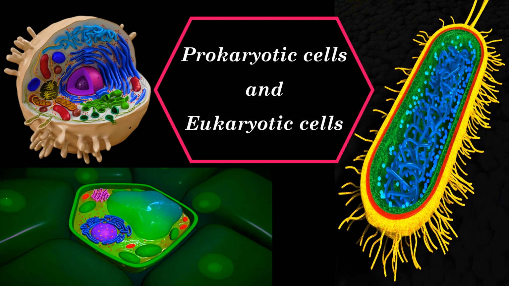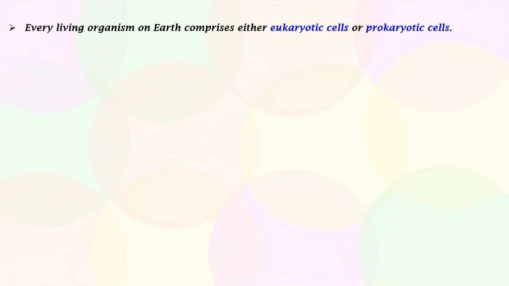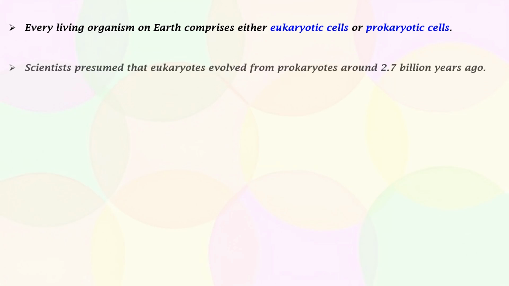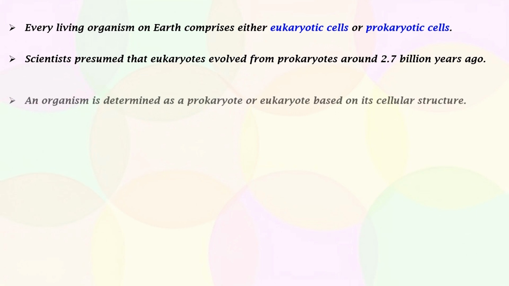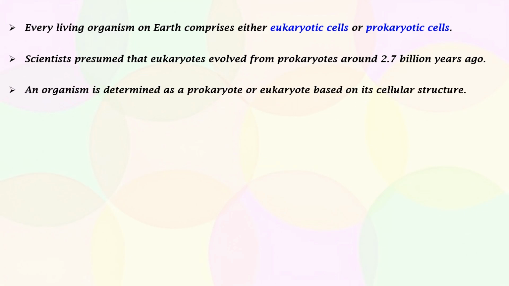Prokaryotic cells and eukaryotic cells. To begin with, every living organism on Earth comprises either eukaryotic cells or prokaryotic cells. Scientists presume that eukaryotes evolved from prokaryotes around 2.7 billion years ago. An organism is classified as a prokaryote or eukaryote based on its cellular structure.